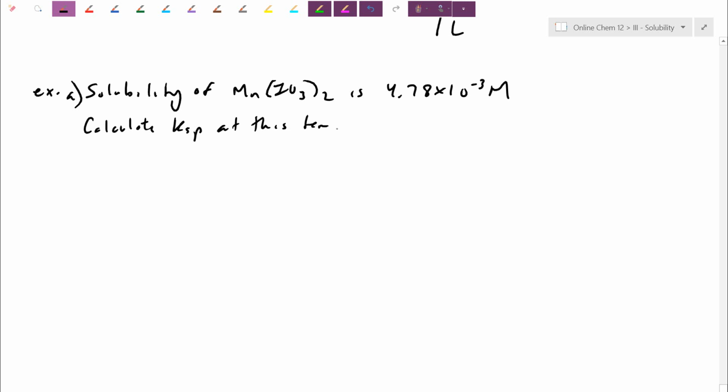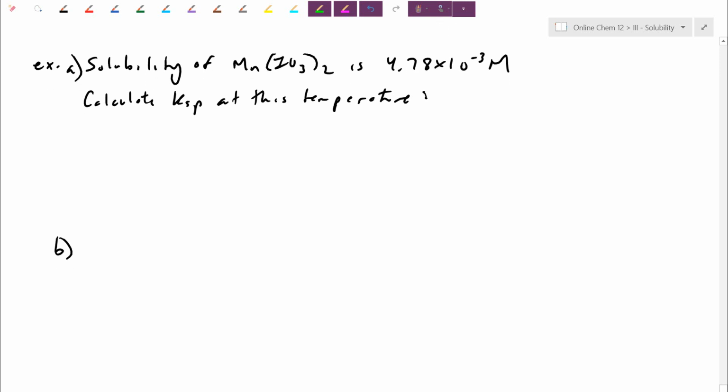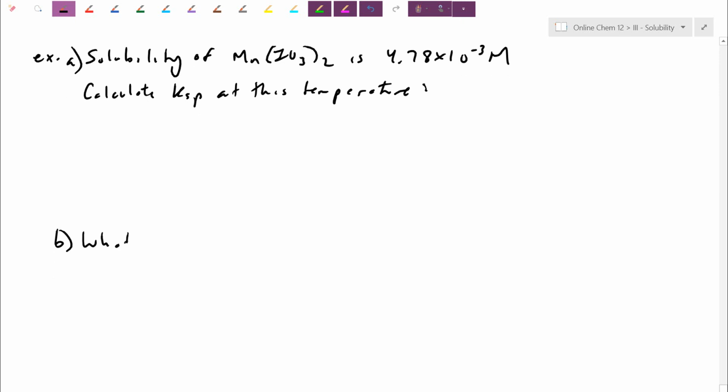Right? So I have a table that's at 25 degrees, because I totally made up this number. Chances are it's not going to match the table. Once you know what the KSP is, then you can deal with this other problem here. What is the minimum? Right? Sure, I'm framing it as minimum, but it's just minimum to start precipitation. It's basically saying how much maximum can be in solution.